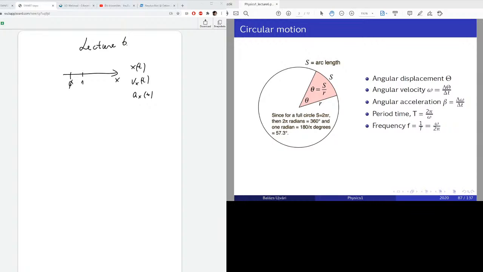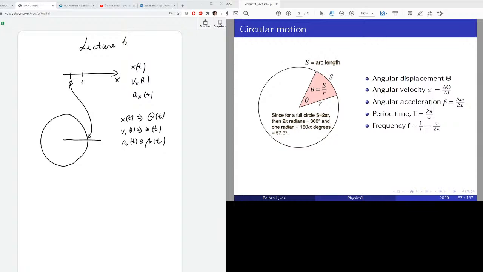The origin is technically here. Instead of x(t), we have theta(t), angular displacement. Instead of velocity, we have angular velocity, and instead of acceleration, we have angular acceleration, which, depending on the book, sometimes is alpha, sometimes it's beta. Let's use the beta here.